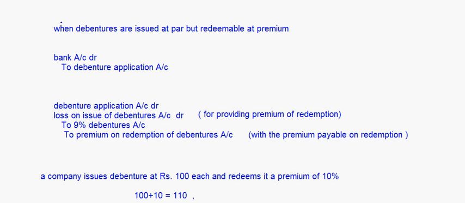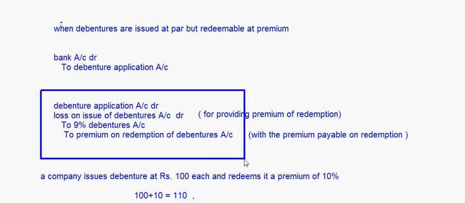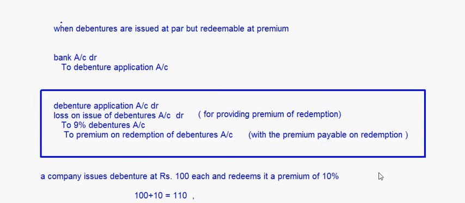The basic thing is this journal entry which you have to learn, right? This is the journal entry basically in which we are dealing with debentures issued at par and redeemable at premium, right? So we have two more cases in this: when the debentures are issued at premium and redeemable at a premium, right? And when the debentures are issued at a discount and redeemable at a premium.